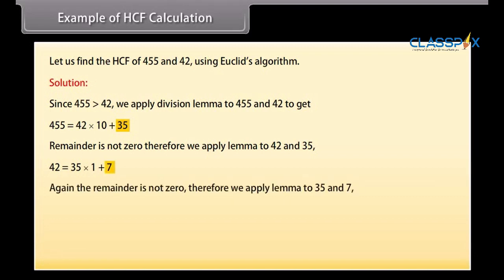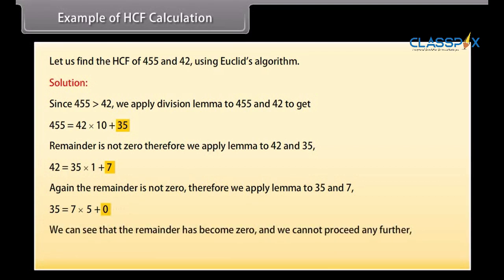Again, the remainder is not 0, therefore we apply the lemma to 35 and 7. 35 is equal to 7 into 5 plus 0. We can see that the remainder has become 0 and we cannot proceed any further. Therefore, the HCF of 455 and 42 is the divisor at this stage.